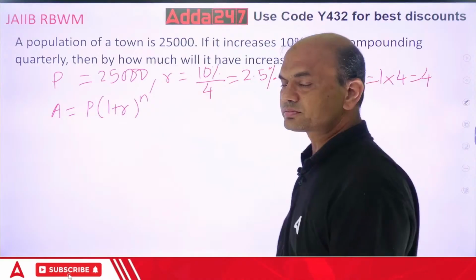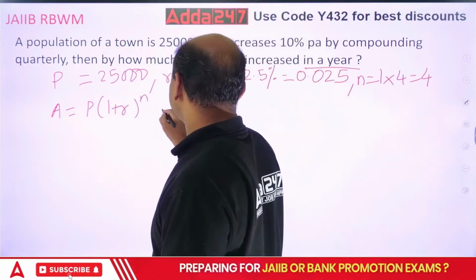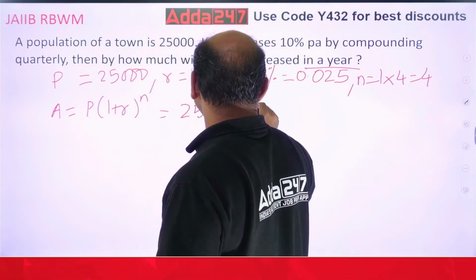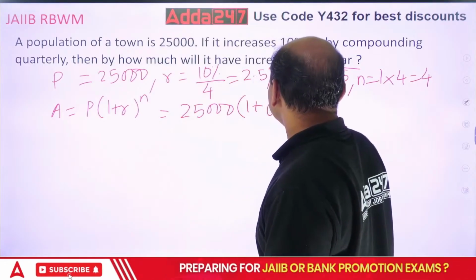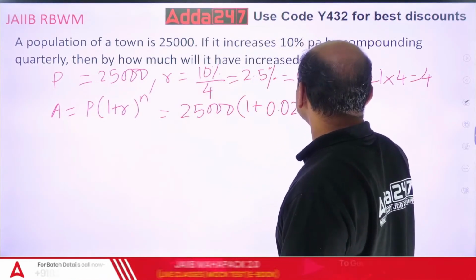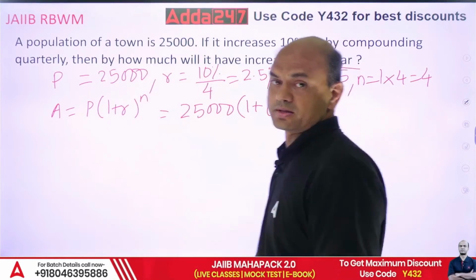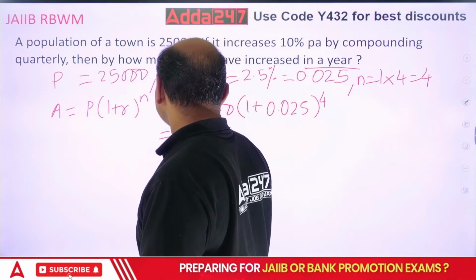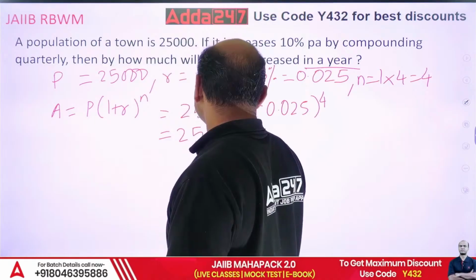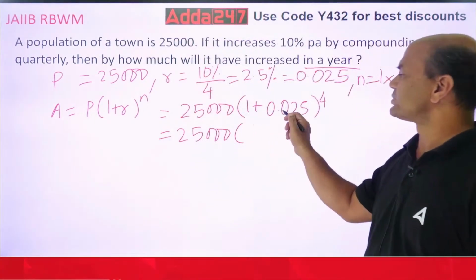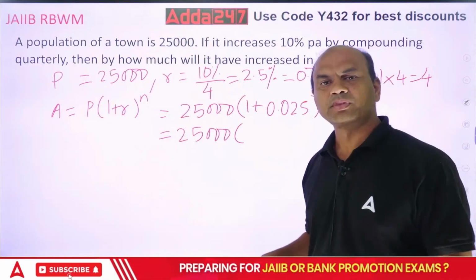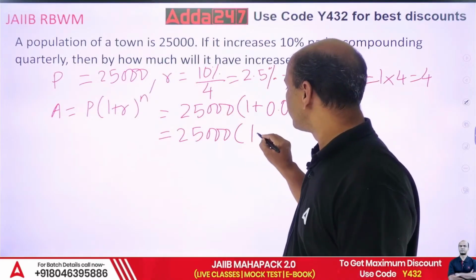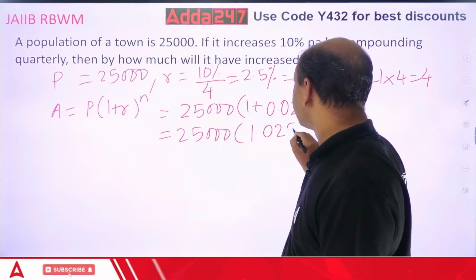Now use this. This numerical comes for 2 marks. 25,000 into (1 plus 0.025) raised to 4. Now this is a tough part. How to solve this? Everyone should try this now. 25,000 into, everyone give me the answer. This will become 1 plus 0.025, directly addition, 1.025 raised to 4.